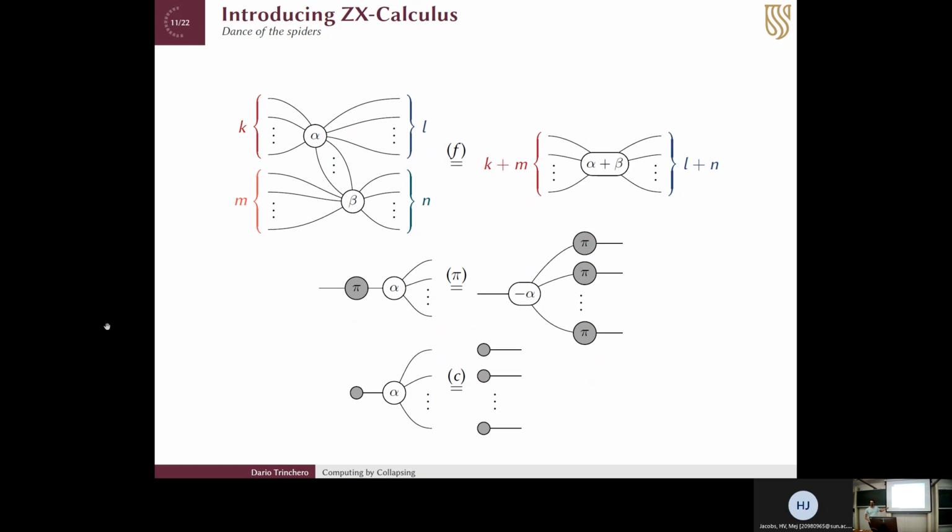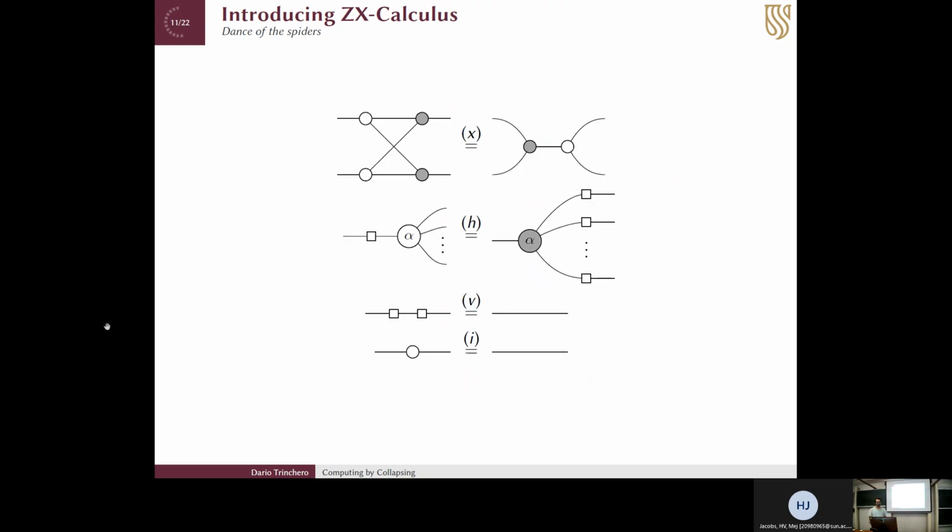The copy rule means that if you have a one-legged spider attached to a spider of another color, it destroys the other color and copies itself in its place. And then a few more rules. Exchange: when you have a complete subgraph, you can delete it and turn it into two nodes. When you move a Hadamard past the spider, you can change the color of the spider. Two Hadamards cancel. Any two-legged spider with no phase cancels. And that's all the rules. I appreciate that there's a few of them, but again, I'll try to reference them when I use them.